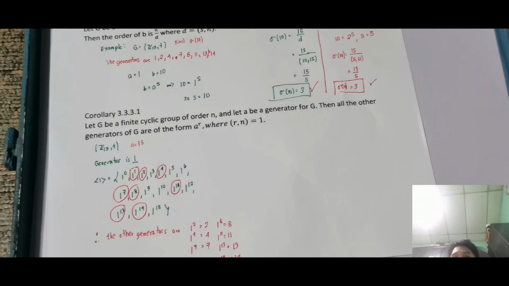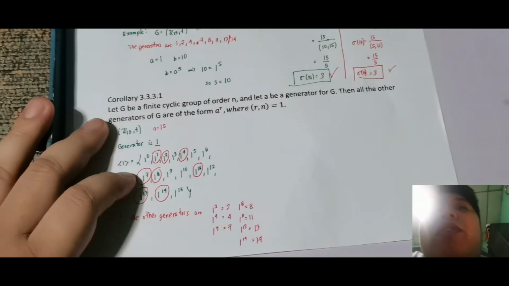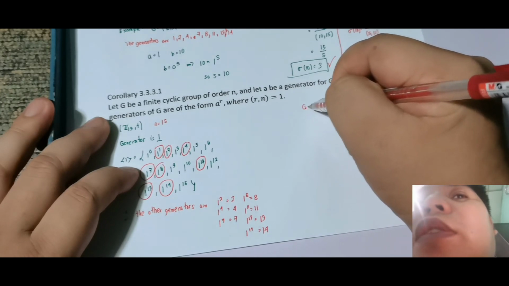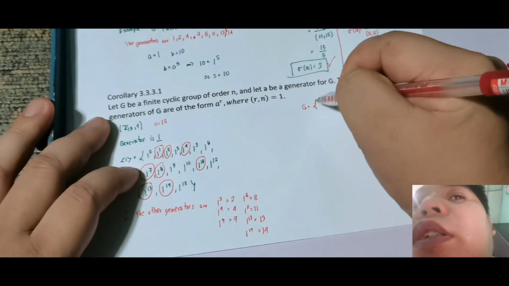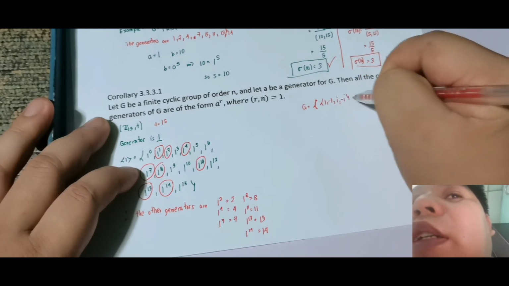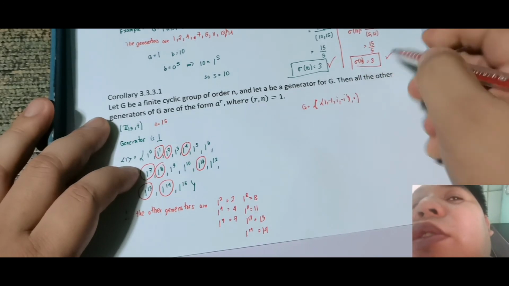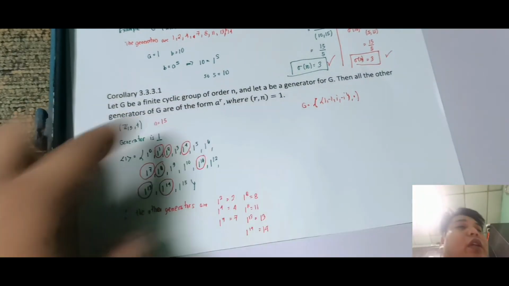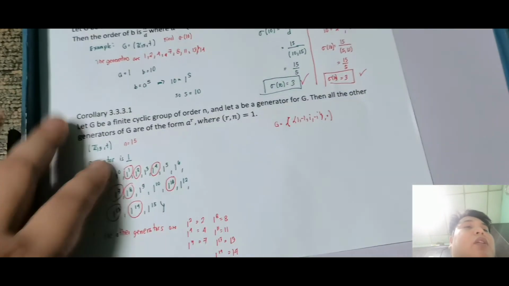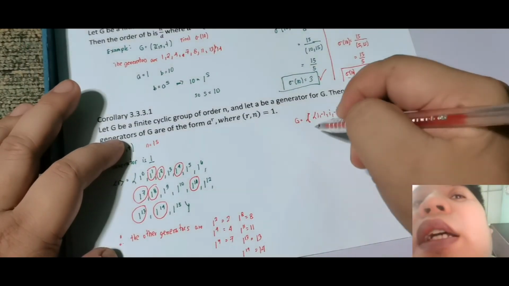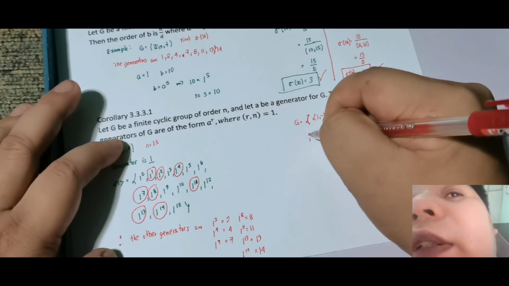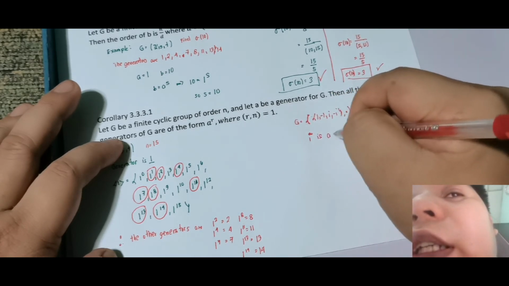So I guess, kunin na lang natin yung pinaka-sure tayo, which is yung G natin kanina. Yung G is equal to the set containing 1, negative 1, i, and negative i, with multiplication. So we all know that i is a generator nito. So verify natin kung makuha natin yung negative i. Okay, so we all know that i is a generator.